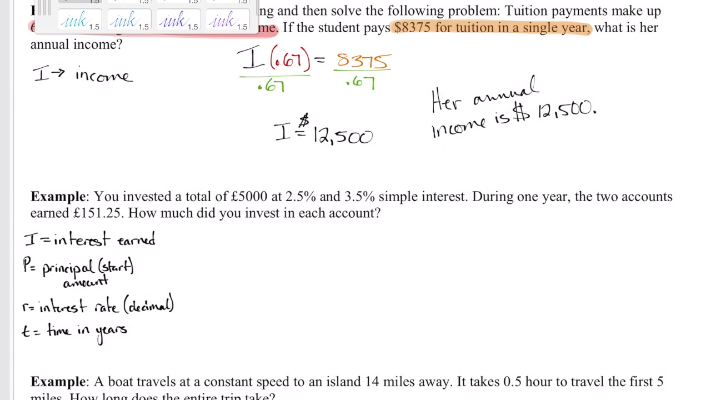So you invested a total of 5,000 pounds, and I'm using pounds because I'm teaching in England, at an American school in England, so I kind of bounce back and forth. So forgive me or don't, it's kind of not my problem.